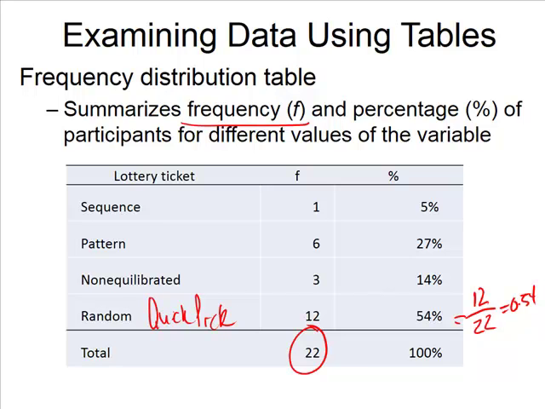The idea behind a frequency distribution table is that you can take all of your data, and right here we only have 22 observations. So that'd be 22 different lines on an Excel spreadsheet. And we can condense it down into something that you can look at and understand your data.